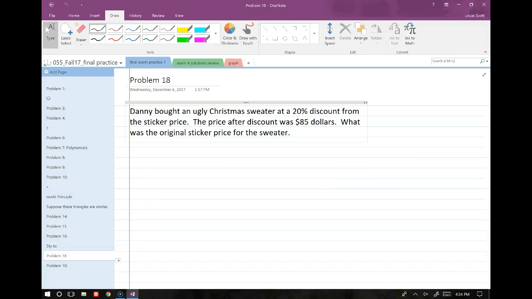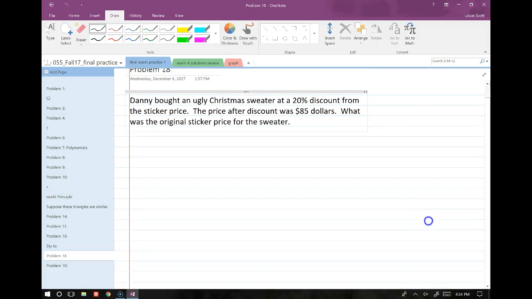All right, last one. Real quick, a discount price one. Suppose we had this dude named Danny. He bought an ugly Christmas sweater at a 20% discount from the sticker price. The discounted price was $85. What was the original sticker price for the sweater?